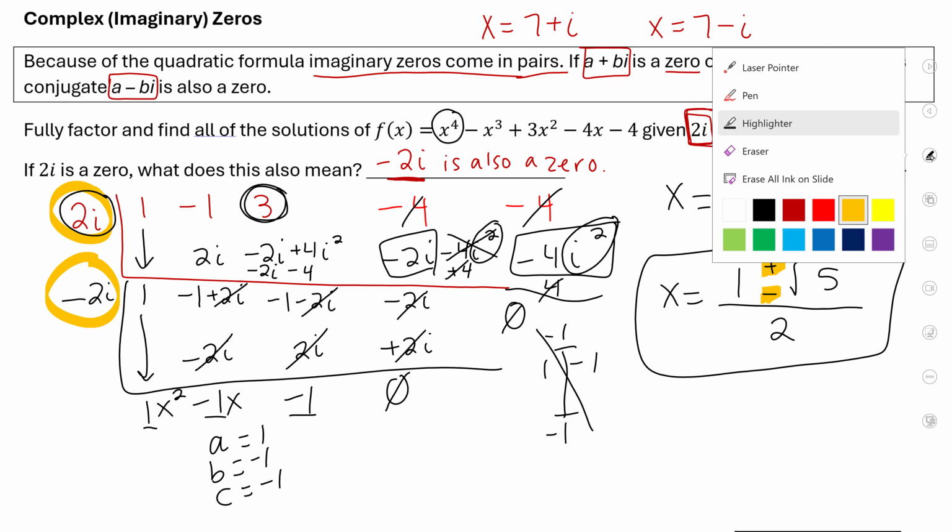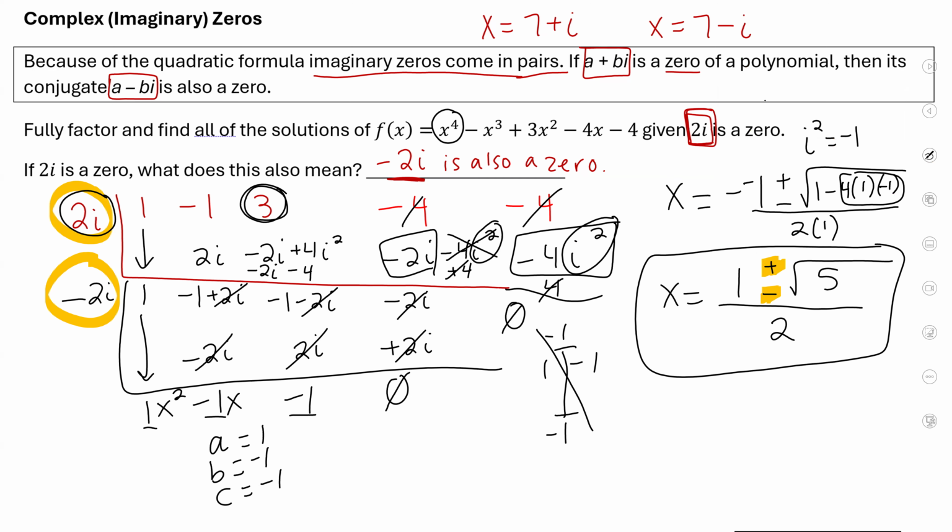So I'm going to write my solutions down. I got those. I also got plus or minus 2i. So those are my two solutions. I'm sorry, those are my 4 solutions.